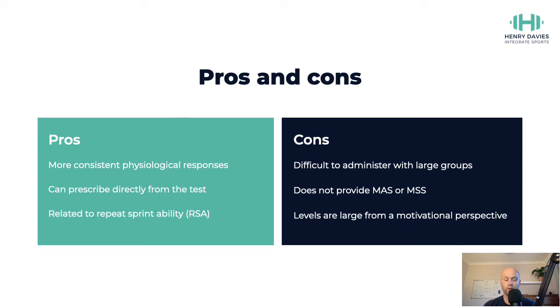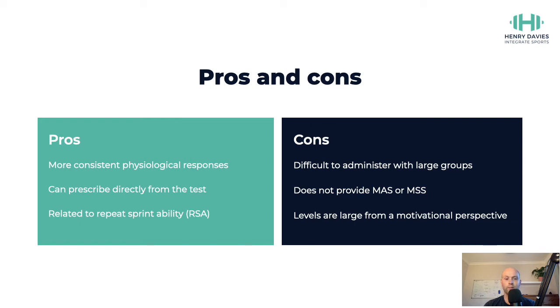Some of the cons: it's a little bit difficult to administer with large groups because of the nature of it. It requires quite a lot of logistical setup. And certainly, unless you're going to record the test, it's a little bit difficult to make sure that it's really accurate in terms of the turns, if people are hitting the line or not. And so you do need quite a lot of eyes on the test if you're using this with large groups.